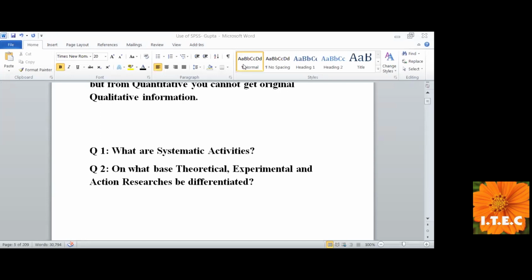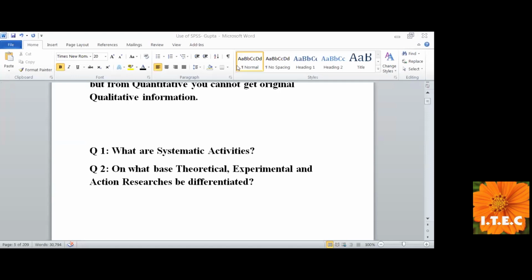My dear friend, it's not methodology. It's not research design. It's not apply. It's not data. The theoretical will be qualitative, experimental, and action will be quantitative. So your responses are not correct.